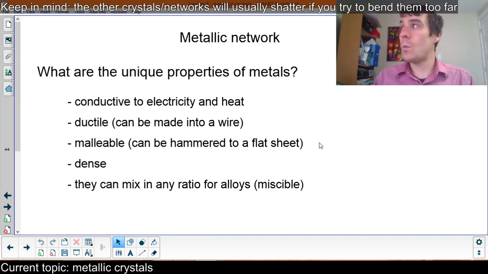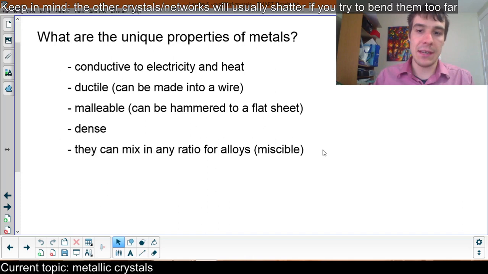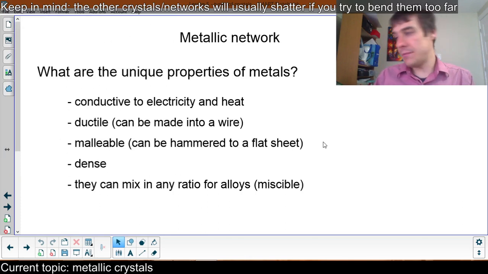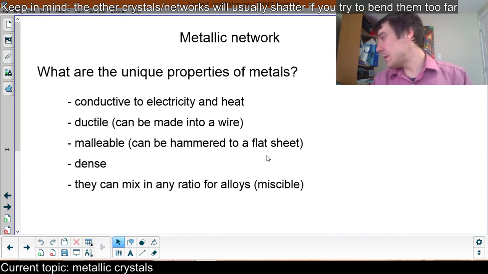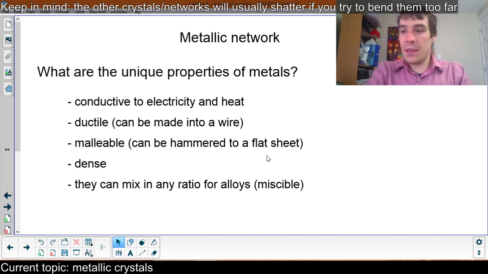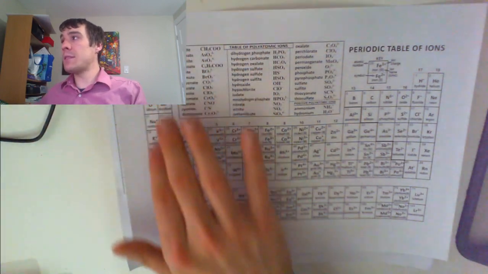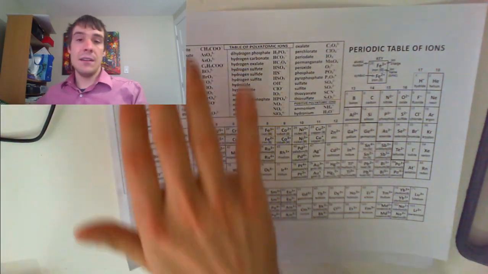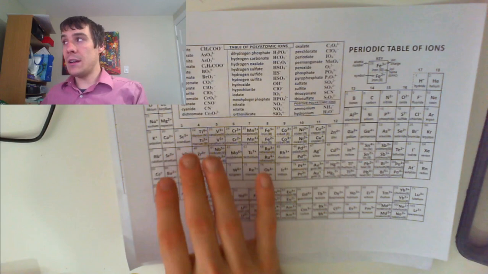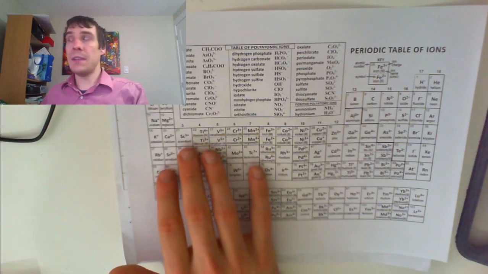So why do metals have these weird properties? Well, the dominant theory to explain the weird properties of metals is something called the electron sea model. And to explain it, we can look at the periodic table and we can think, hey, metals have a low electronegativity. With a low electronegativity, they don't have a particularly strong hold on their valence electrons.